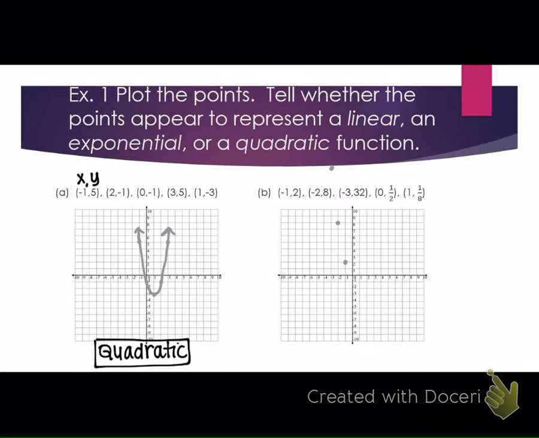For (0, 1/2), we stay again in the center, and we go up halfway between the 0 and the 1. And then (1, 1/8). So we go right to 1 and just barely above the line because 1/8 is a very small fraction. Now, if you want to connect these dots, you notice that this line would run right along the x-axis and then it would curve up. And of course, if we went all the way up to this point, way up here, and we put arrows, hopefully you saw very quickly and very easily that this is a banana-shaped graph, which makes this an exponential function.